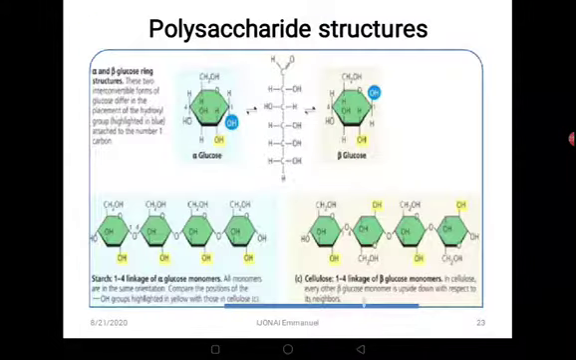So in summary, we can see the different polysaccharides there made from these monosaccharides. From the monosaccharides we have alpha glucose and beta glucose. Alpha glucose is used in the formation of starch, as we can see down. Then beta glucose is used in the formation of cellulose. So that's a summary there.